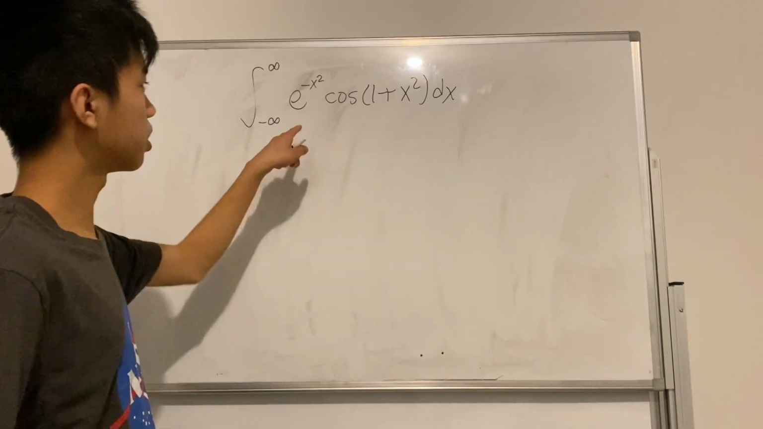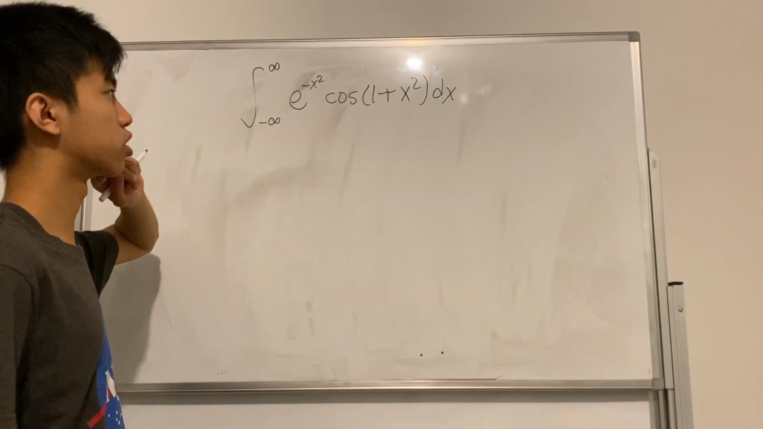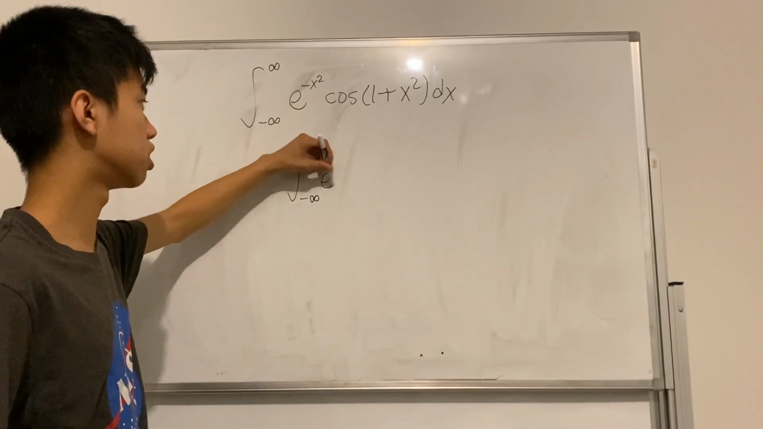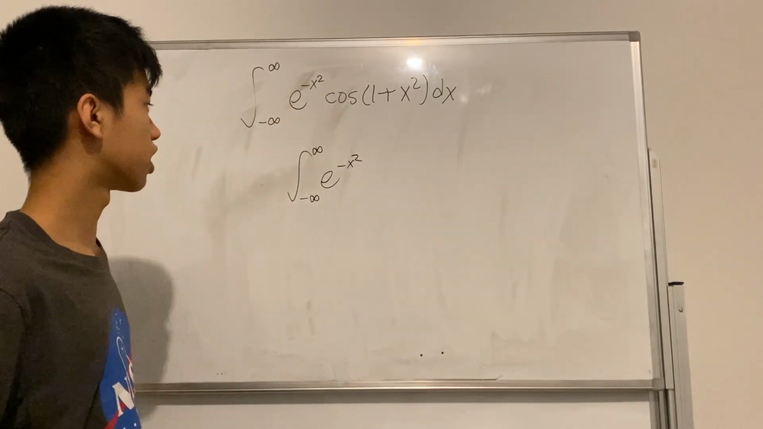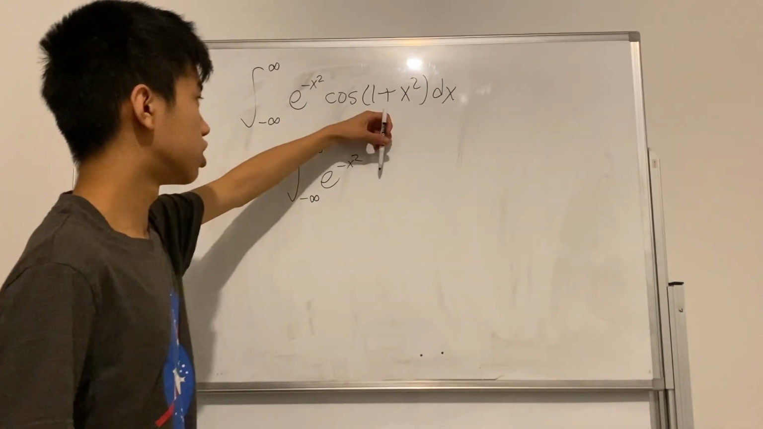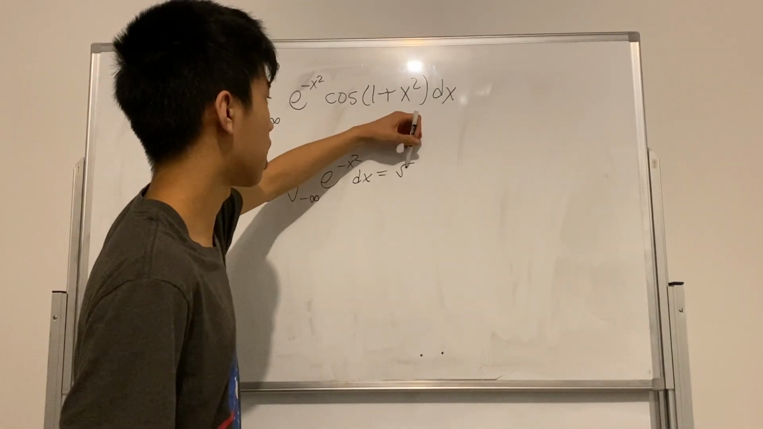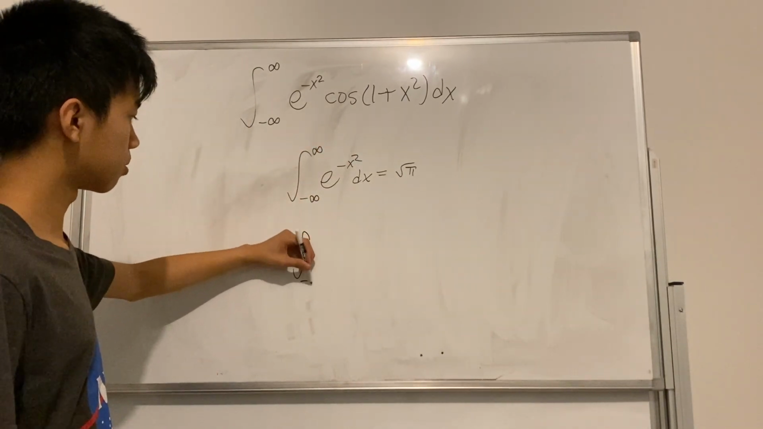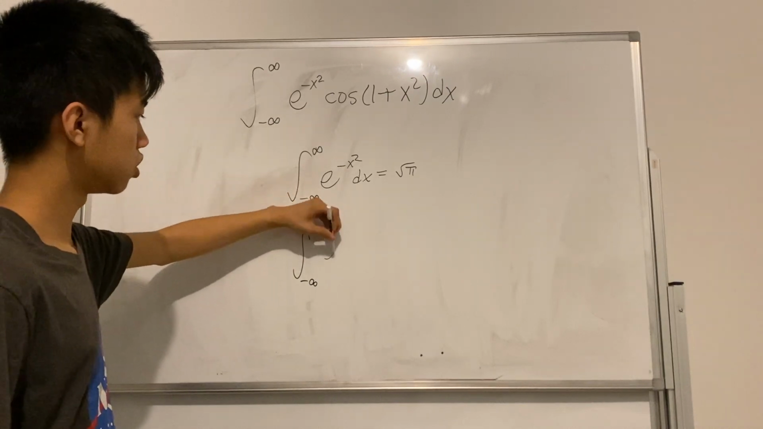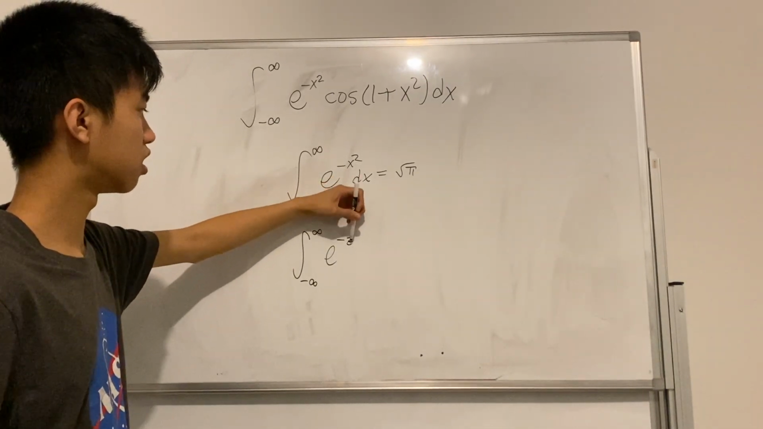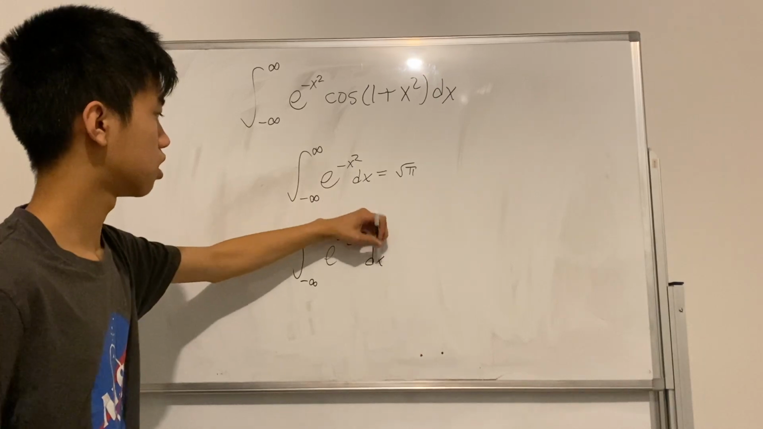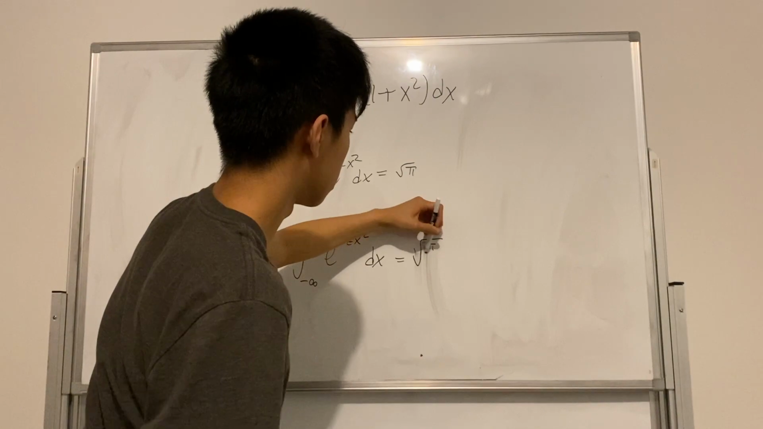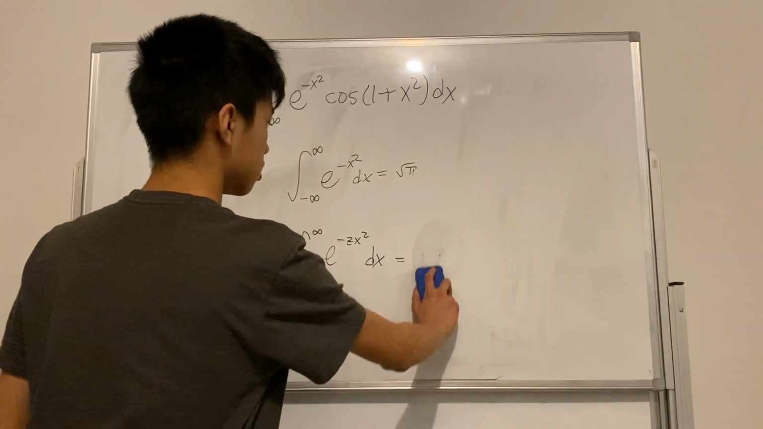So we observed that there's an e to the negative x squared term here. And you may recall from one of my previous videos, that Gaussian integral video, that the integral of e to the negative x squared is equal to the square root of pi. If you do some simple calculus, you can also determine that the integral of e to the negative z x squared dx is equal to the square root of pi over z.